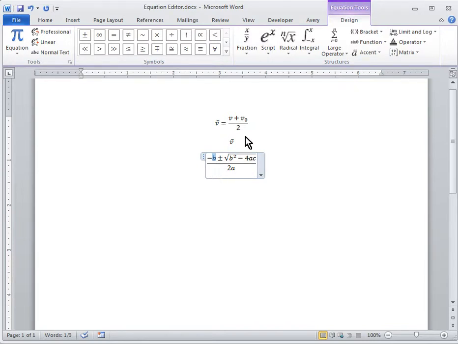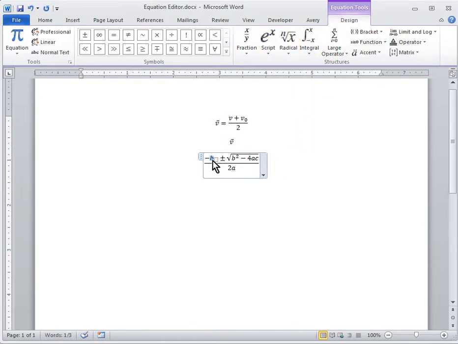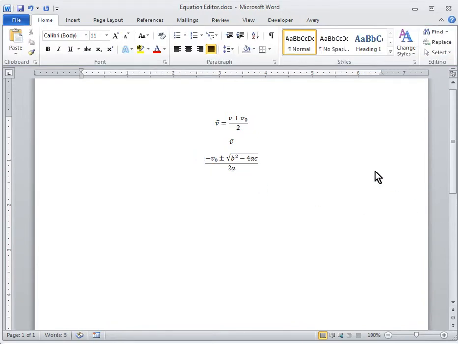That was, for example, going to be a v0. That could be v sub 0. So I've sort of done half your work there. And you can select something and override it.